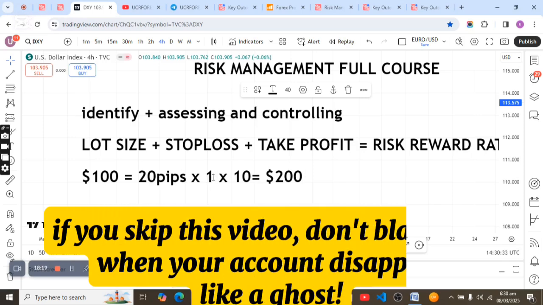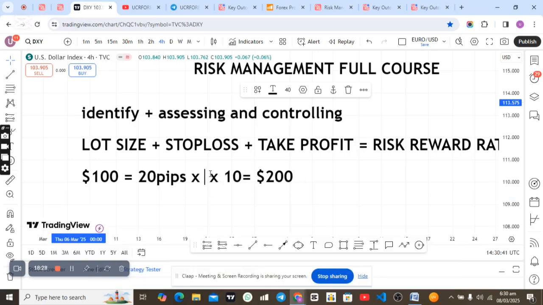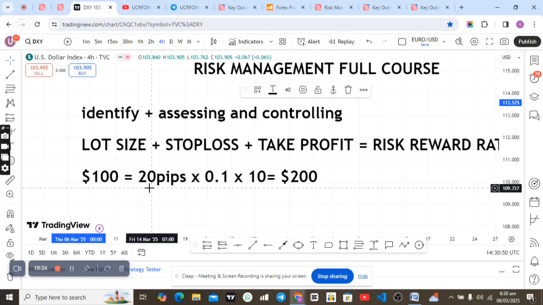All you have to do is play around in the middle of the particular strategy. Here I wrote one lot size. All you have to do is start reducing the one lot size. You could reduce it to 0.1, which is mini lot size. And then this mini lot size, 20 times 0.1 times 10 is supposed to give you 20 USD.